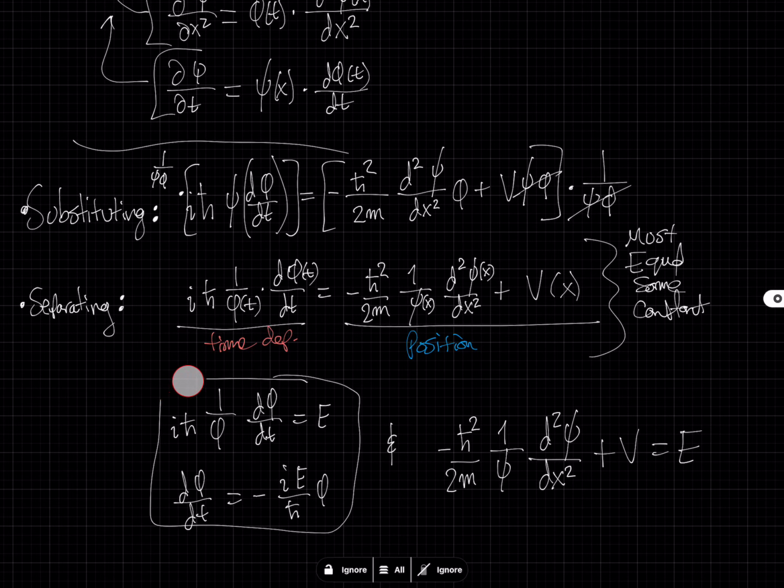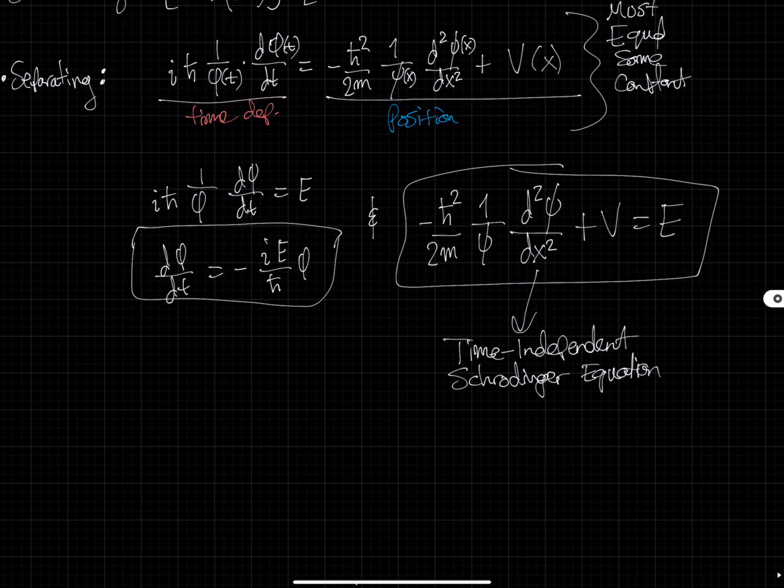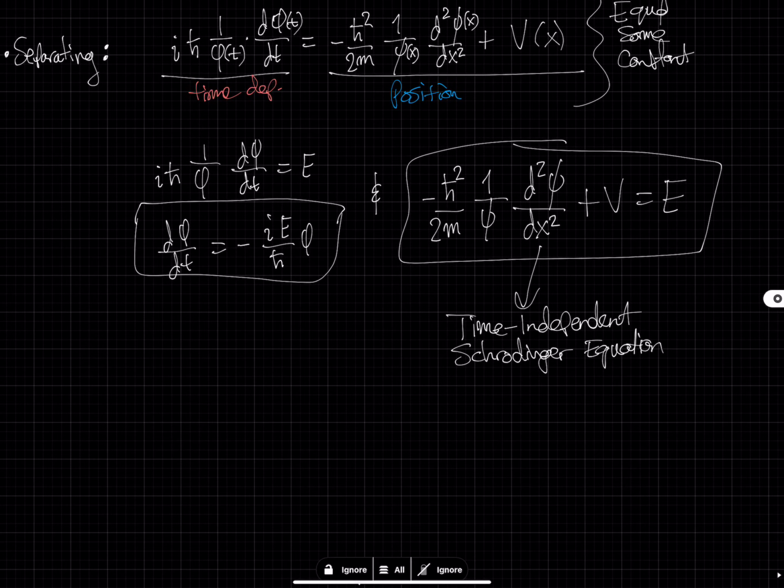And this, folks, is the time-independent form of the Schrodinger equation. So we started off with our postulate of the normal Schrodinger equation, and we worked our way into the time-independent form of the Schrodinger equation. Most commonly, it is expressed as follows. We can multiply both sides by psi, and we end up with this.